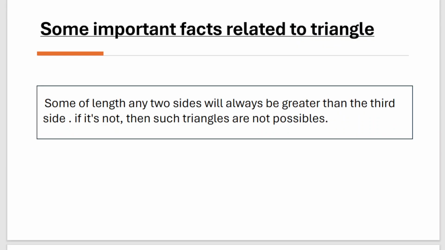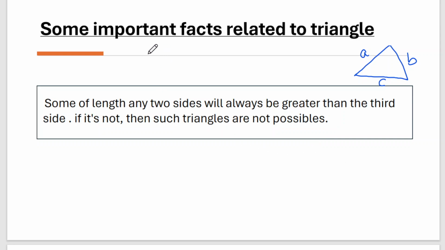Now, let's discuss some important facts related to triangles. First is, the sum of the length of any two sides will always be greater than the third side. If it's not, then such triangles are not possible. See, let me take a triangle whose sides are given as A, B and C. The A, B and C are the lengths of the sides of the triangle.